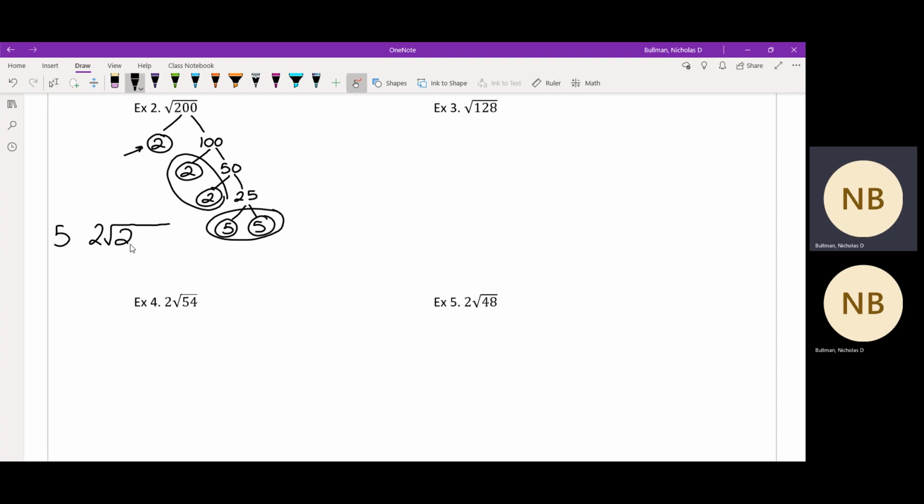Now the question is, we have two numbers on the outside. So what do we do with those two numbers? We're going to multiply. If there are multiple numbers outside or multiple numbers inside, you're just going to multiply them together. So I've got 5 times 2, which gives me 10. And so this square root of 200 will simplify to 10 root 2.